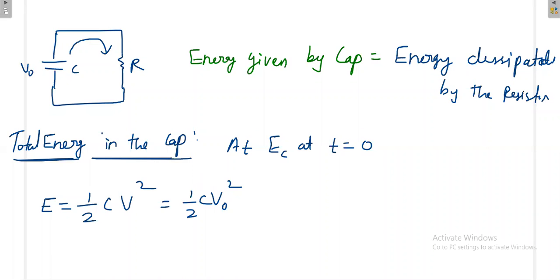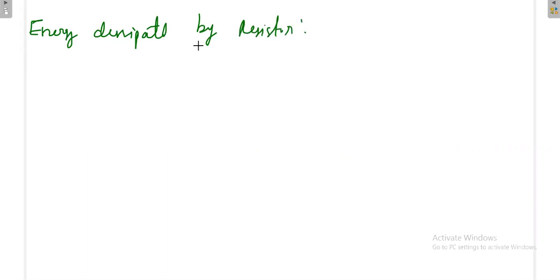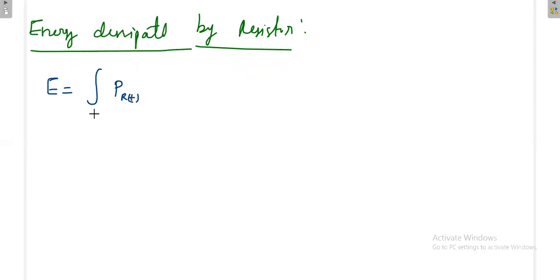Next, the energy dissipated by the resistor. Generally we know the power dissipated by the resistance. From the power dissipation, how do we calculate the energy? This is the power dissipated by the resistance. Then we integrate from 0 to infinity, because we are really operating from 0 to infinity.